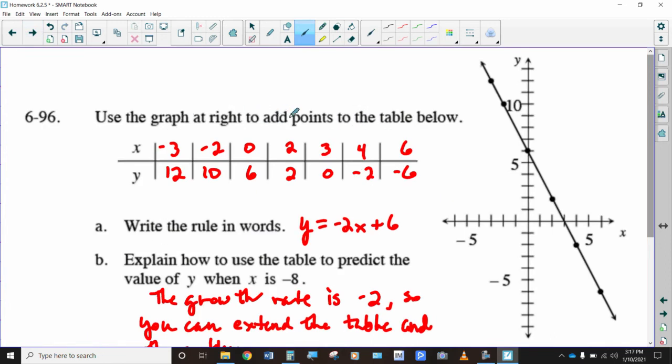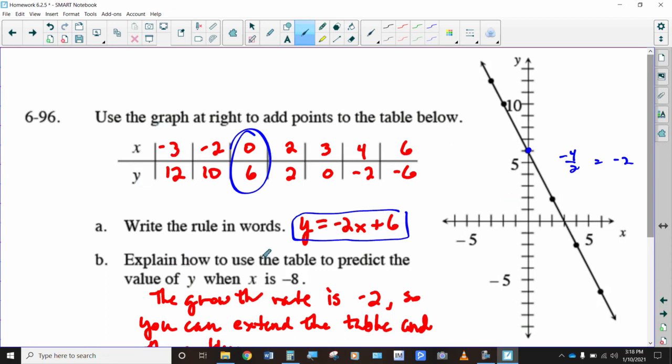Use the graph at the right, add points to the table below, and then write the rule. Okay, so we know that the y-intercept is at 6. There's the y-intercept right there. And it looks like it goes down 1, 2, 3, 4 for every 2 that it goes to the right. So that is -4/2, means that the slope ratio is going to be -2. So if slope ratio is -2, the y-intercept is at 6, there is your rule. And now it's just a matter of identifying each one of those points and plugging those into the table.